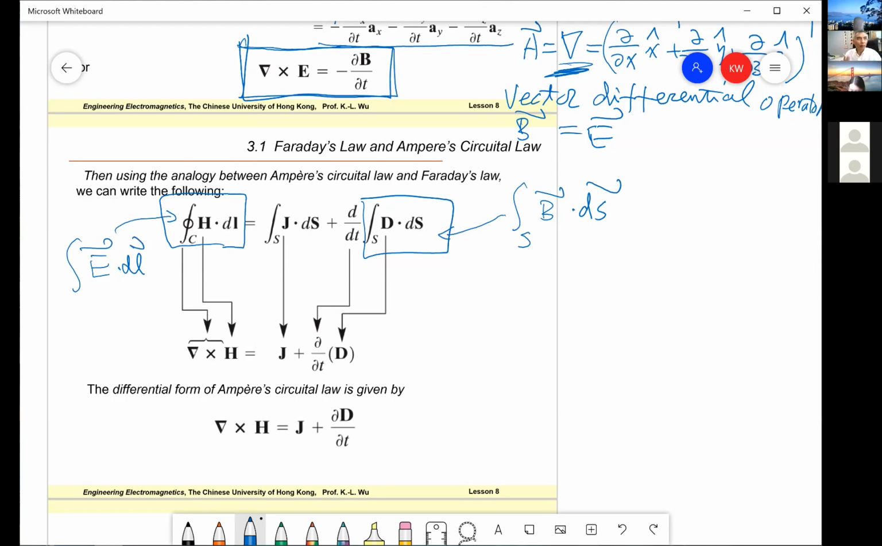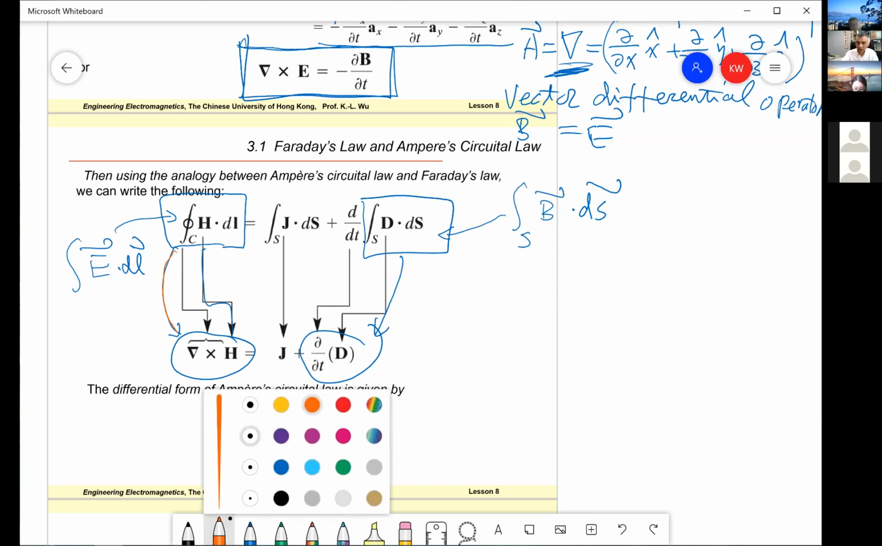But if we forget about physics, forget about the meaning of E and B, and D and H, forget about physical meaning, mathematically it is exactly the same. So we are not surprised. This term basically is this. Let me emphasize with the marker.